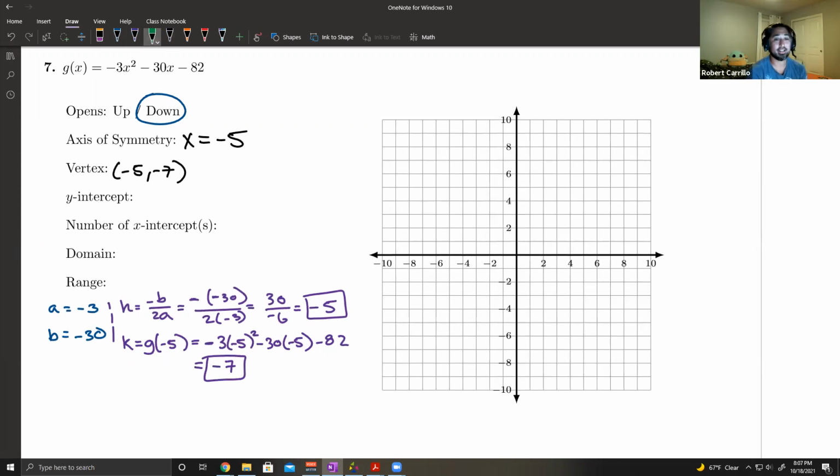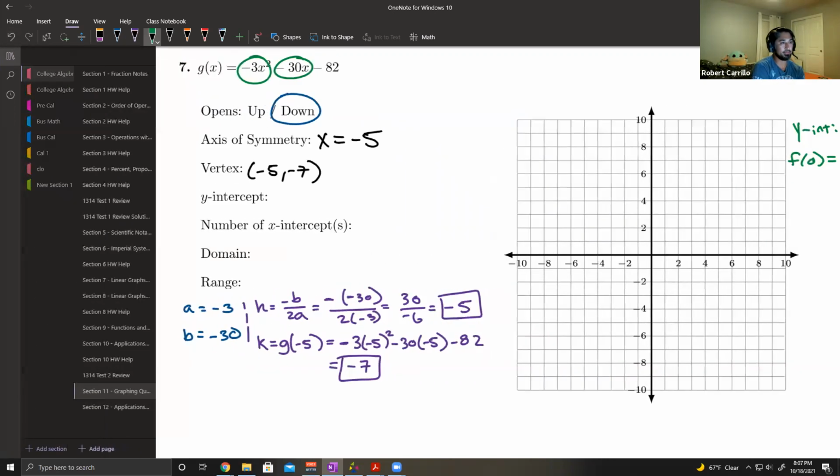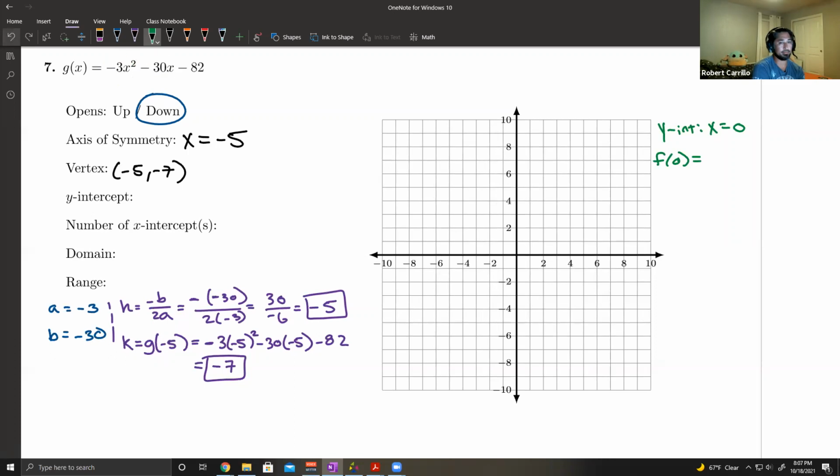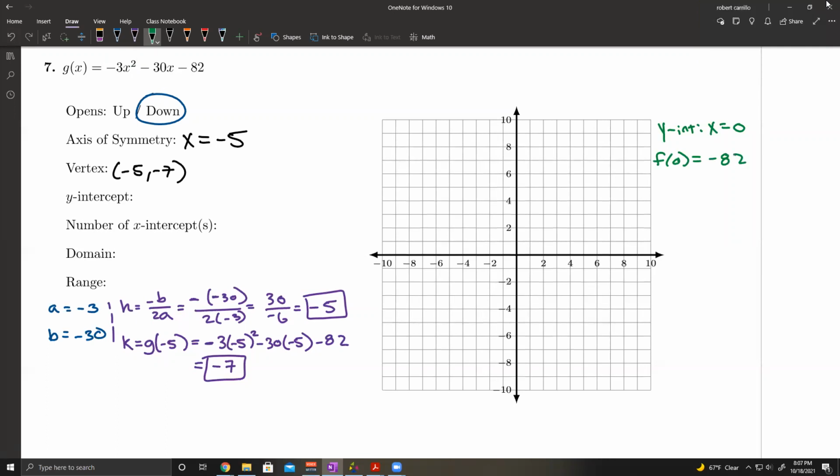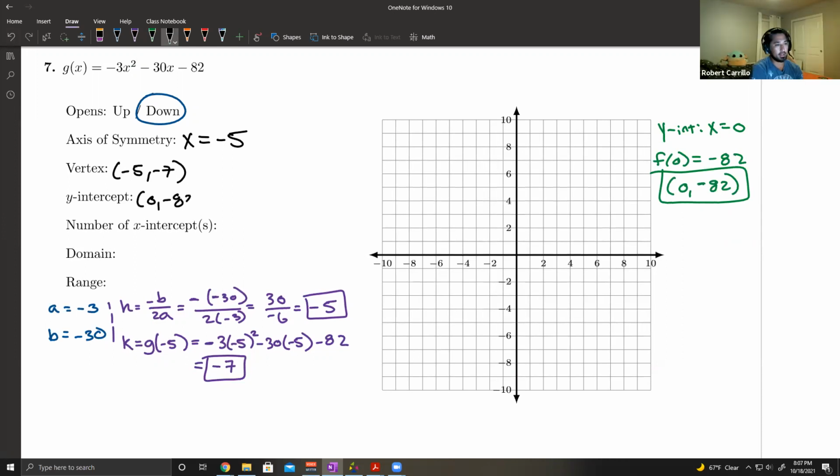All right. Last thing to do is that y-intercept. Let x equal 0, f of 0. If you plug in 0, that's 0, that's 0, and what are we left with? Negative 82. Wow, that's no fun. 0, negative 82.